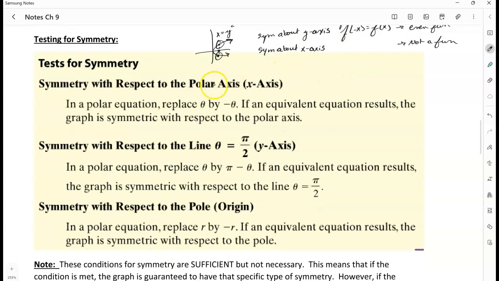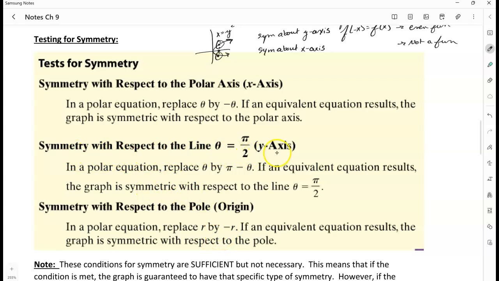Now let's talk about the symmetry in polar. So kind of follows the same idea. We could have symmetry with respect to the pole, which would be similar to symmetry with respect to the origin. So how do we test that? Well, in the polar equation, we're going to replace r by negative r. And if we get something that's equivalent, then we know we have symmetry with respect to the pole.